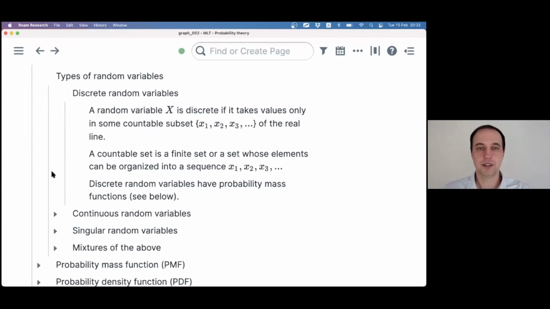I said that you can have discrete random variables. These discrete random variables would take values in some countable set. The set can be a finite set. The set can be infinite, but if it's infinite, it should still be countable, meaning that the different possible values of x can be written as some infinite sequence. If you can do that, then you call the random variable discrete.